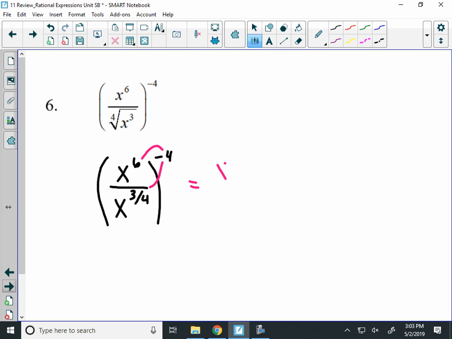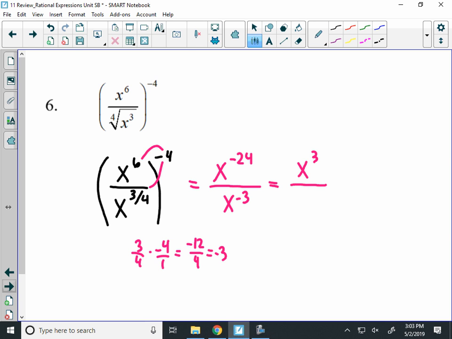So my numerator will be x to the negative 24, and then 3/4 times negative 4 is negative 12 over 4, which is negative 3. Because both those terms are negative, I'm going to flip the fraction, which is when I subtract, 3 minus 24 is negative 21, so it'll be 1 over x to the 21st. And that's your answer. All right, let's do number 7 here.